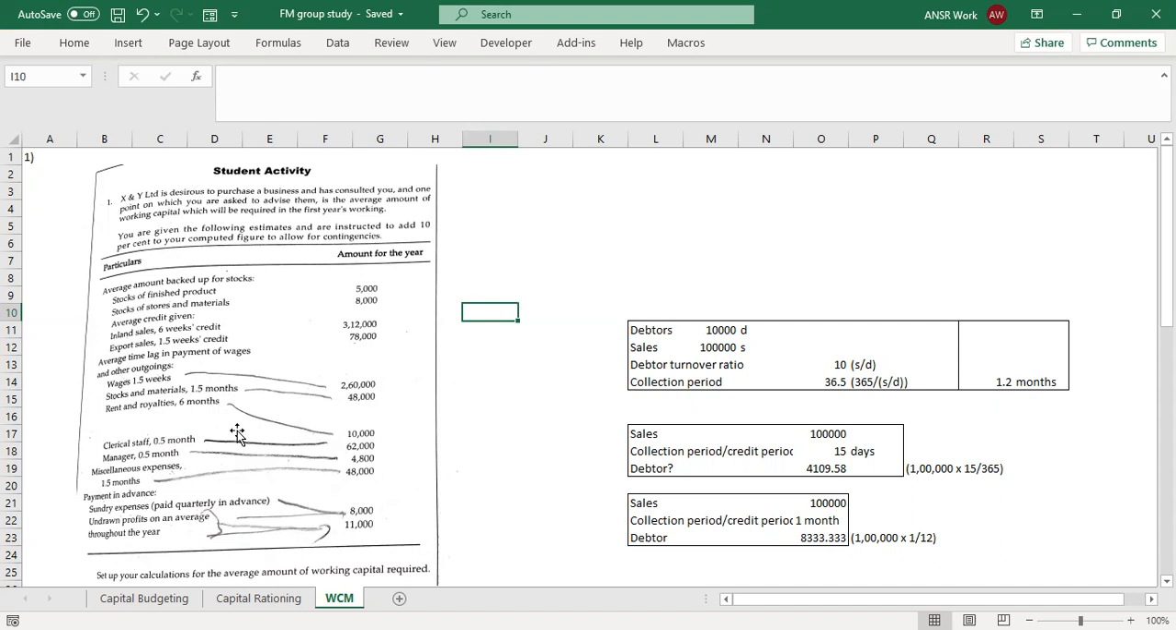And we are then going to the next item, that is average credit given. We just discussed that is nothing but debtors only, and debtors has two components: inland sales, that is domestic sales, and export sales. Now here they have given 6 weeks credit, and the total value is given as 312,000. Now we are figuring out what is the amount of debtors from inland sales. Can you tell?